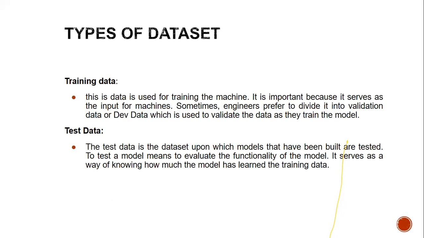So we have a training data set. So what is the training data set? The training data set is the data that we use to train the machine on the patterns of the language. Now, a typical machine translation data set is a parallel data set.